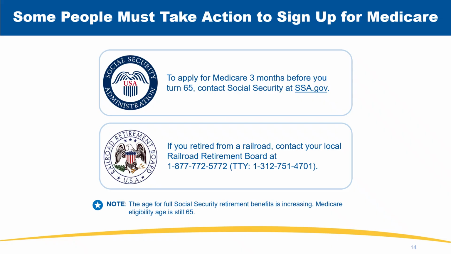Some people must take action to sign up for Medicare. To apply for Medicare 3 months before you turn 65, contact Social Security at ssa.gov or by phone at 1-800-772-1213. Again, that is 1-800-772-1213. If you retired from a railroad, contact your local Railroad Retirement Board at 1-877-772-5772. The age for full Social Security retirement benefits is increasing, however, Medicare eligibility age is still 65.